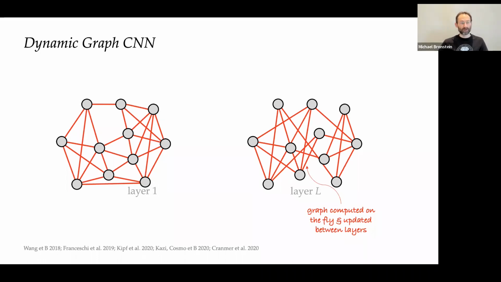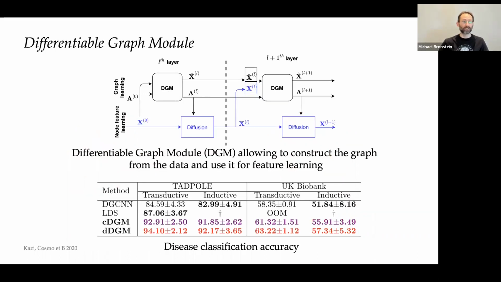And probably the first instance of such architectures was the dynamic graph CNN. So it was my collaboration with colleagues from MIT. We used it first for computer graphics architecture, and then recently with collaborators from TU Munich for disease classification in neurodegenerative diseases.